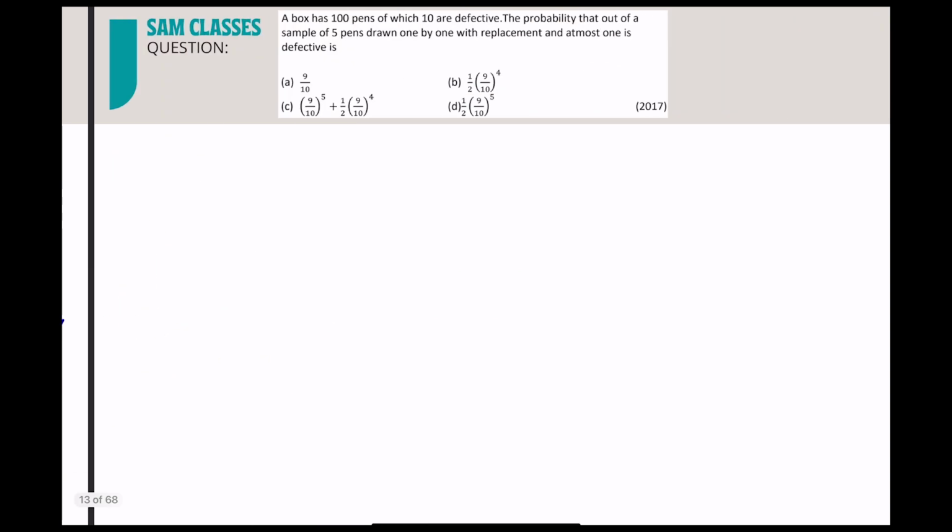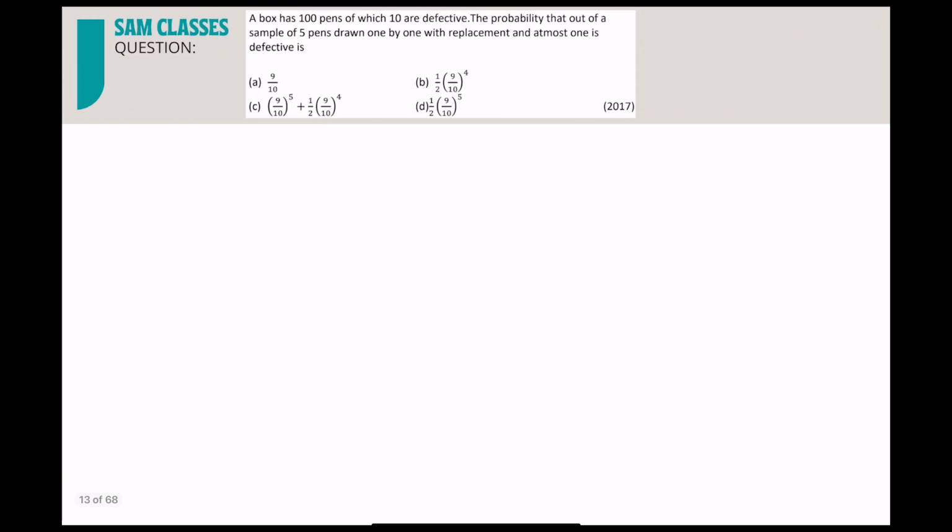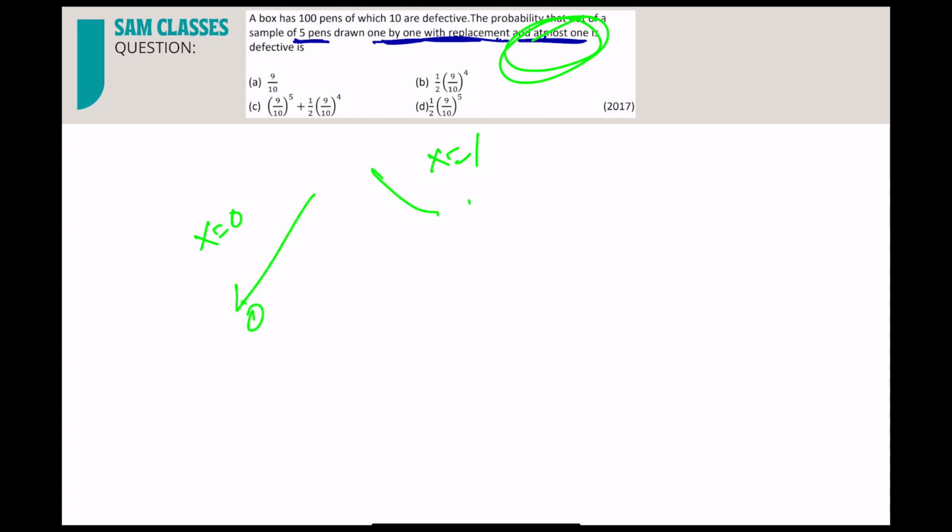Okay, let's see the next question. Very simple. A box contains 100 pens, 10 are defective. Probability that out of a sample of 5 pens, drawn one by one with replacement, at most one is defective. See, here a lot of students will make a mistake. At most one means what? Maximum one means it can be 0 also, it can be 1 also. Here only you need to understand, it can be 0 also, it can be 1 also.